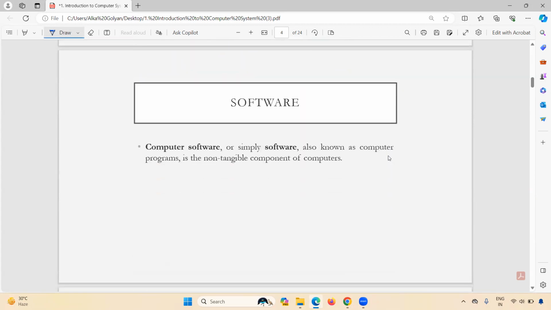And if you're talking about the software, we can simply say that software, also known as a computer program, is a non-tangible component. Its nature is non-tangible. Software represents a set of programs that governs the operations of a computer system and makes the hardware run. It is mainly used to govern the computer system and make the hardware run accordingly.